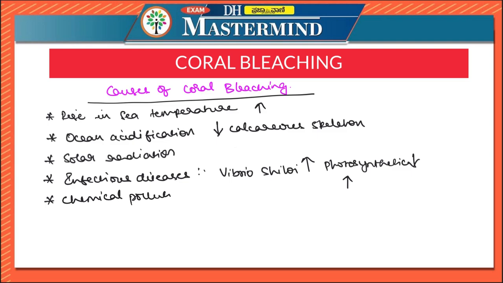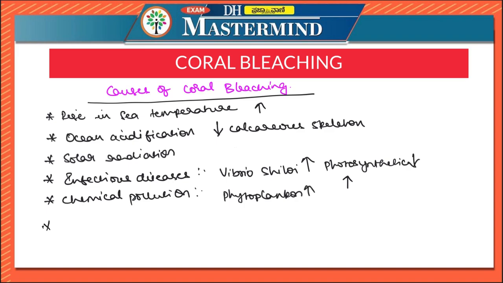Increased concentration of nutrients in the sea waters promotes phytoplankton growth, and as the phytoplankton increases in concentration, the number of species in the sea will also increase. As the number of species or organisms increases, they compete with the coral for space, leading to more stress on corals, ultimately leading to coral bleaching.